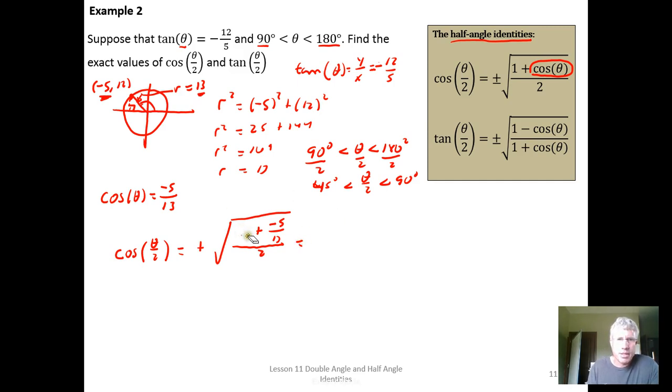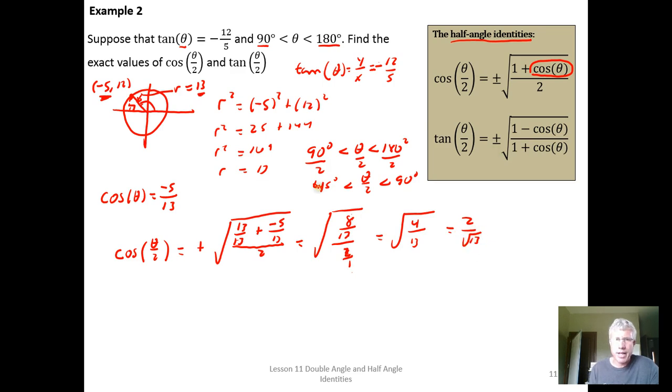So instead of a 1, we're going to write it in an equivalent form, 13 over 13. So we have a common denominator. We get 13 plus -5 is 8. So we get 8 over 13 divided by 2. And this is going to simplify to, there's different ways you could do this. You could recognize that the 2 is in the numerator position, so it's going to be 8 divided by 2 is 4 over 13 divided by 1 is 13, which would simplify to 2 over the square root of 13.